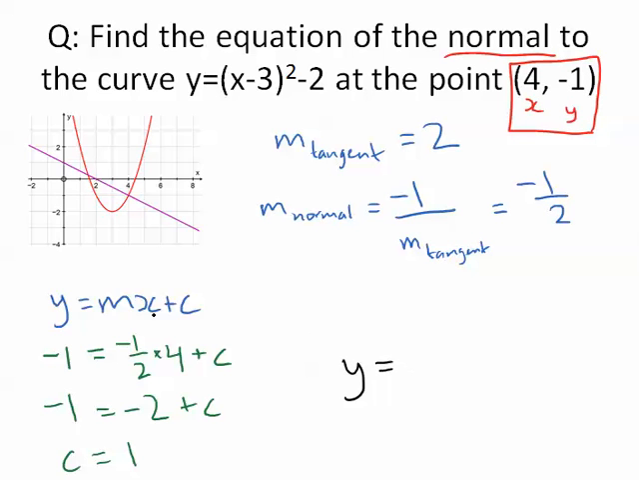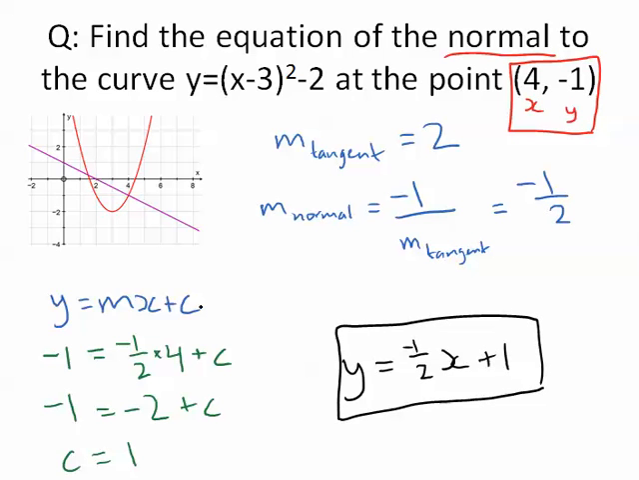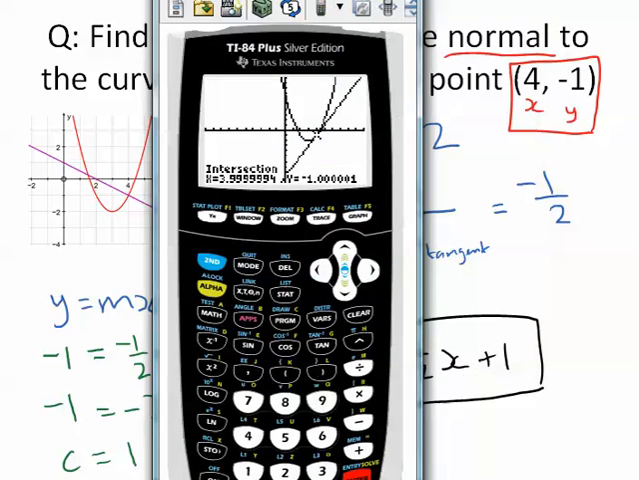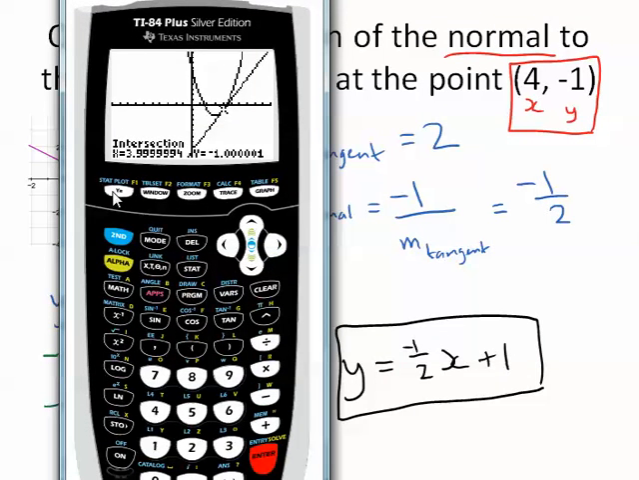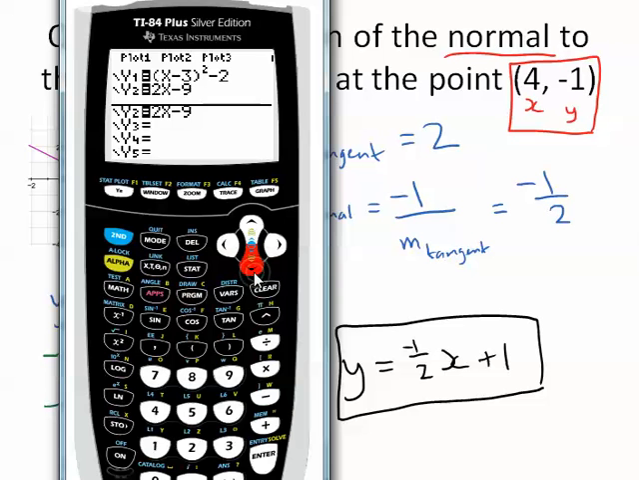So we're going to write down y equals -1/2 x plus 1, and that's the equation of our normal at this point. And let's just quickly check it in the calculator. So I still have the tangent written there, and let's just add on the normal. So we've got -0.5 times x plus 1.